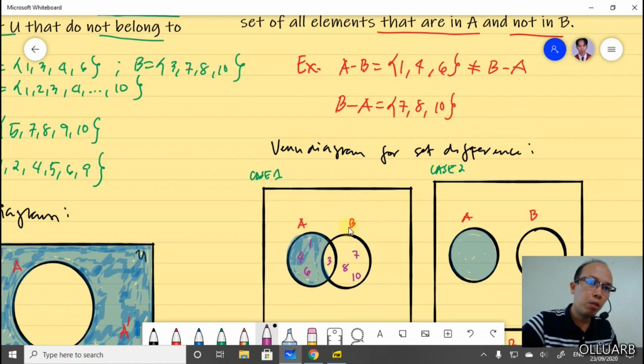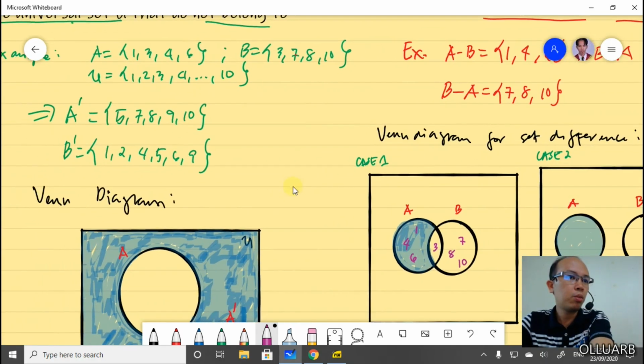But for B minus A, this is 7, 8, 10. Okay, so this happens because there is an intersection between A and B.